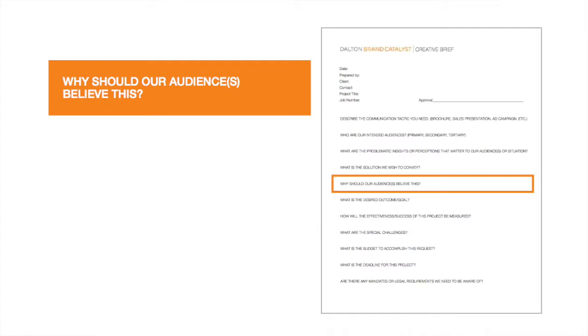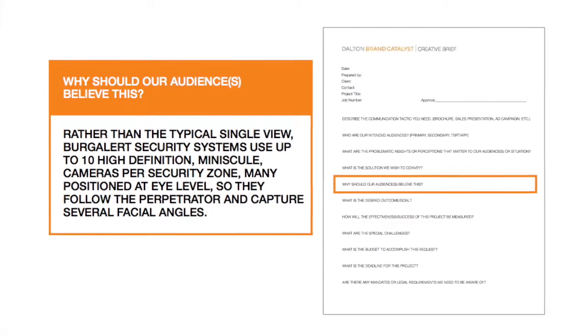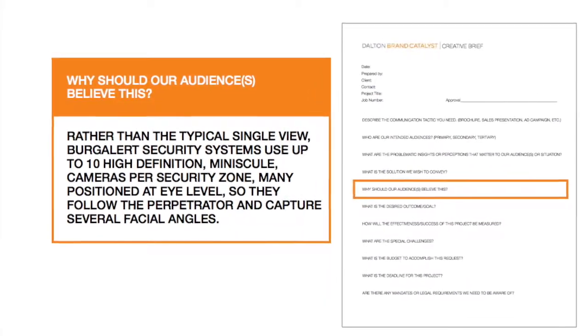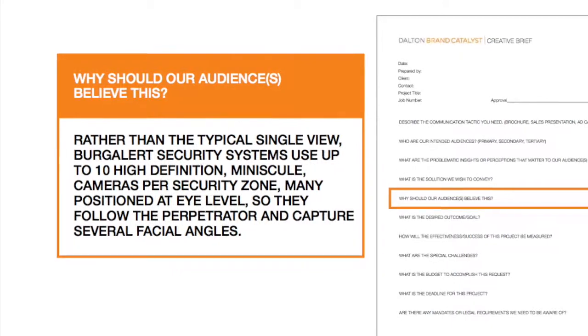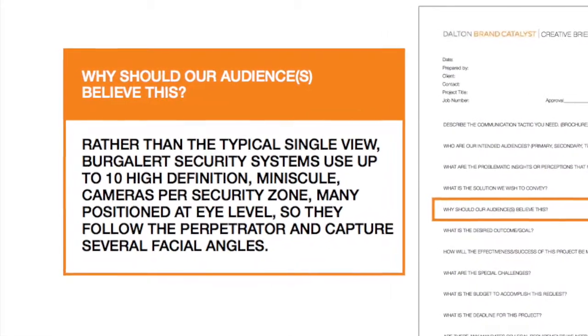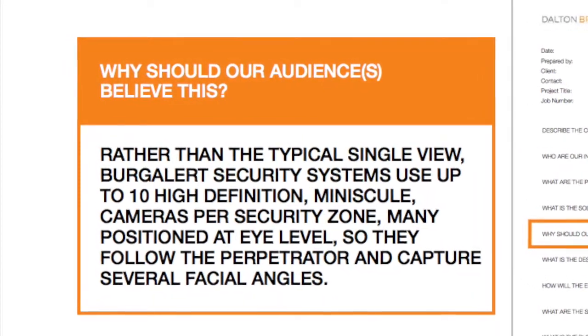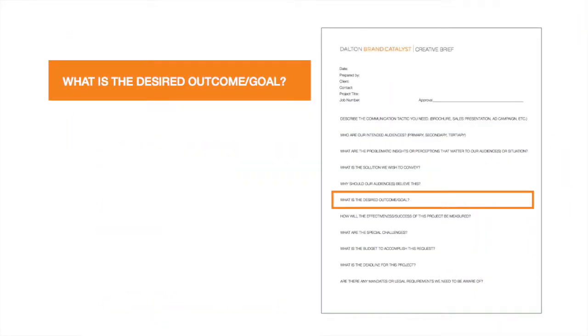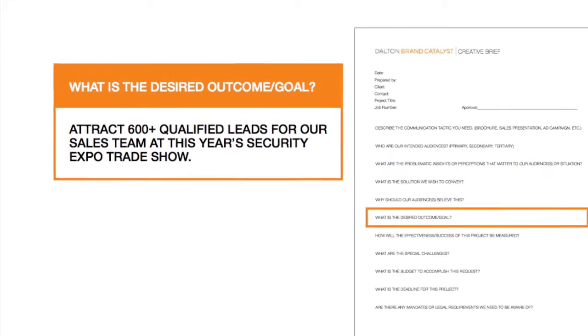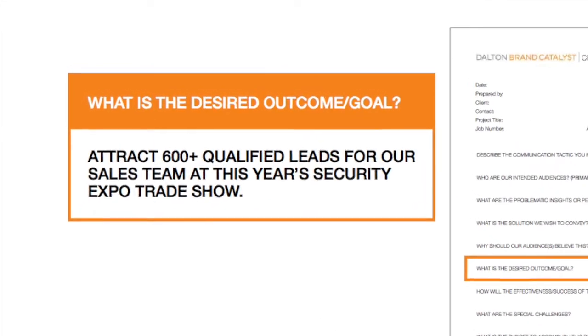The next question and answer assumes our audience is thinking, your claims are great, now prove it. So the question is, why should our audiences believe this? The answer: rather than typical single-view systems, BurgAlert security systems use up to 10 high-definition, minuscule cameras per security zone, many positioned at eye level, so they capture several facial angles. The next question is, what is the desired outcome? If possible, this answer should be grounded in measurable metrics. In this case, it's 600 or more qualified leads coming out of the trade show.